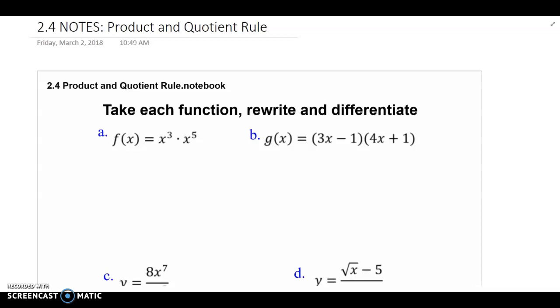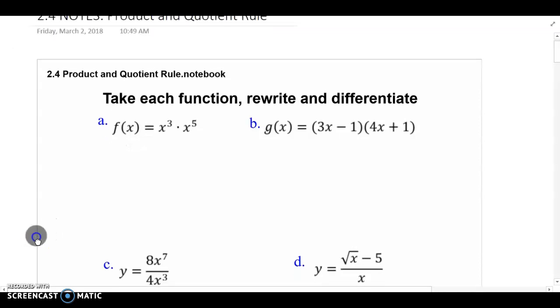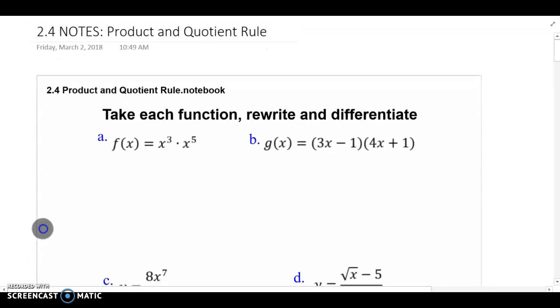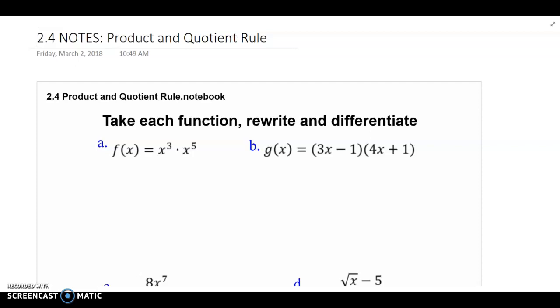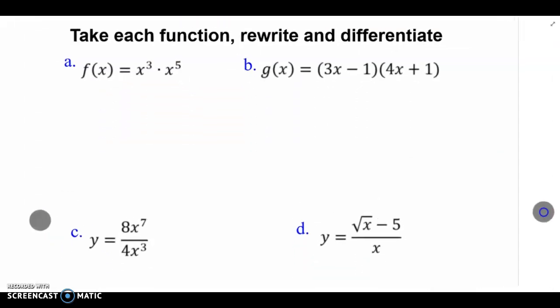Everyone. This is the first of a three-part video on the product and quotient rule. To follow along with this video, you can use the note sheet provided in OneNote called 2.4 Notes Product and Quotient Rule. So to get us started, we're going to do a quick little warm-up.